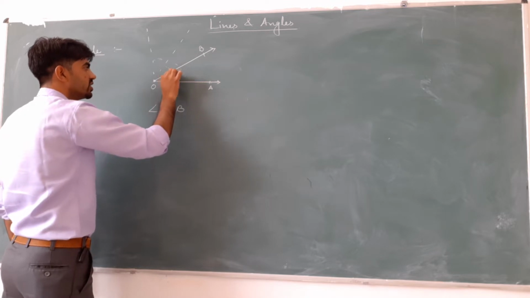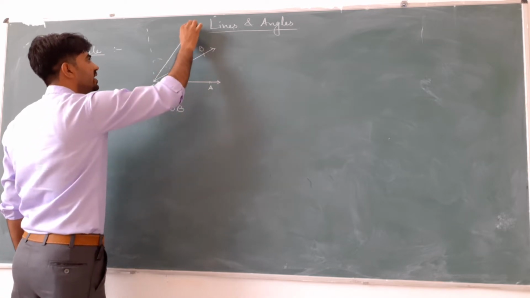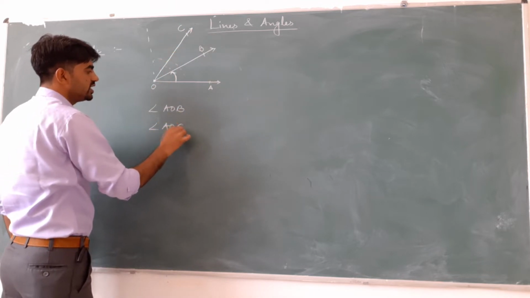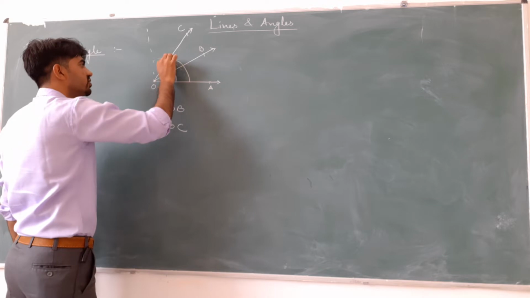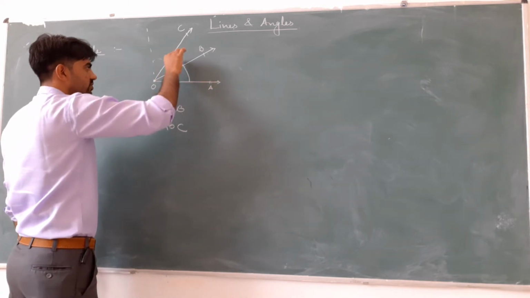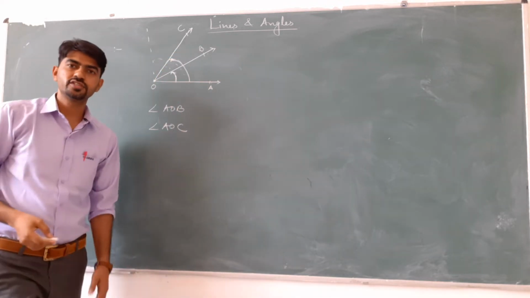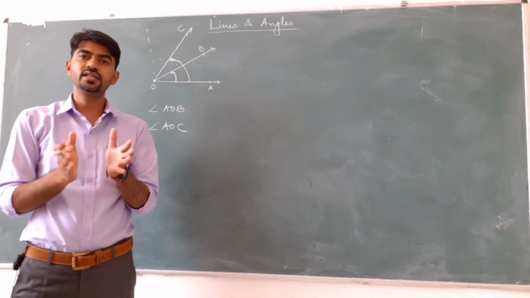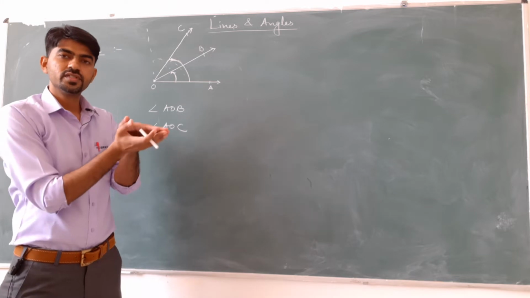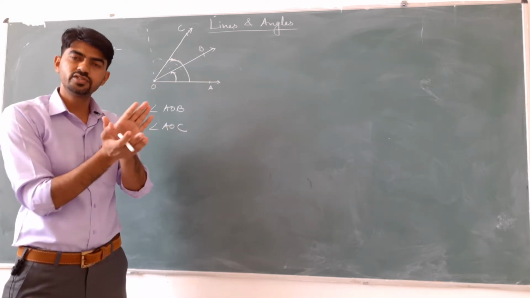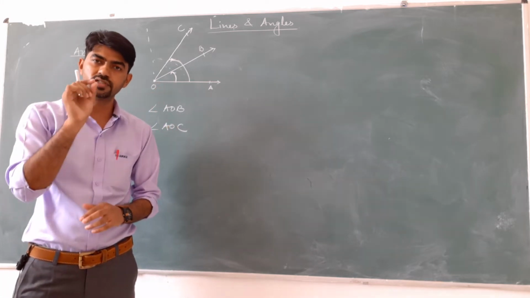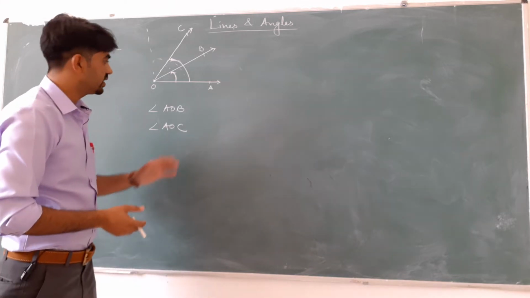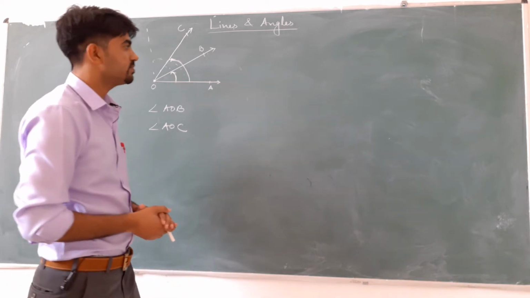means this rotational difference. If I take another ray, suppose C is here, then angle AOC indicates this much rotational difference. Okay, so this way angles are measured. So what is an angle? Angle is the measure of rotational difference between two rays originating from the same initial point. Okay, then what are different types of angles?